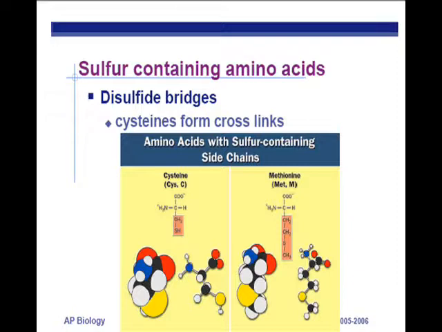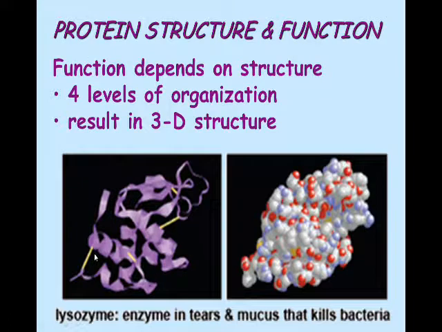Remember our sulfhydryl group, we learned about that functional group, has a sulfur in it. There's one amino acid that has that sulfhydryl. Methionine is an amino acid that has a sulfur, but notice it doesn't have the H at the end. It can't make disulfide bridges. This one though, amino acid cysteine, has that sulfhydryl group at the end, and it can form disulfide bridges to help with the folding and the shape, a final 3D shape.